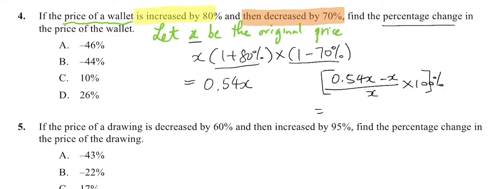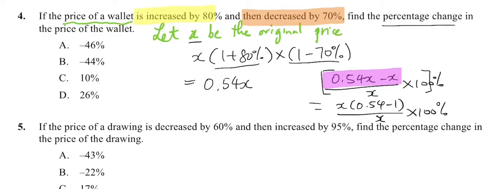And can you see that on the top, we have x that's repeated, right? So if x is repeated, then we need to factorize from here, and it's 0.45 minus 1 over x times 100%. Now you'll see that the x goes away. So all we are doing is 0.45 minus 1 times 100, because that's what we put in.